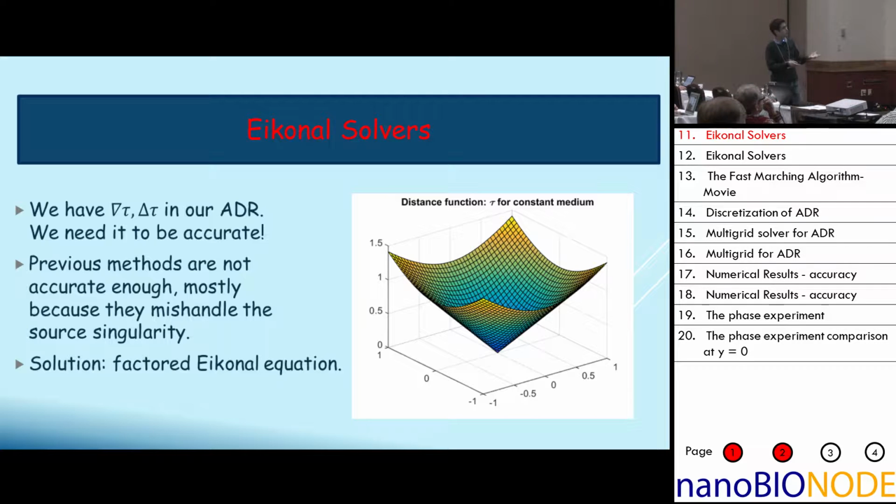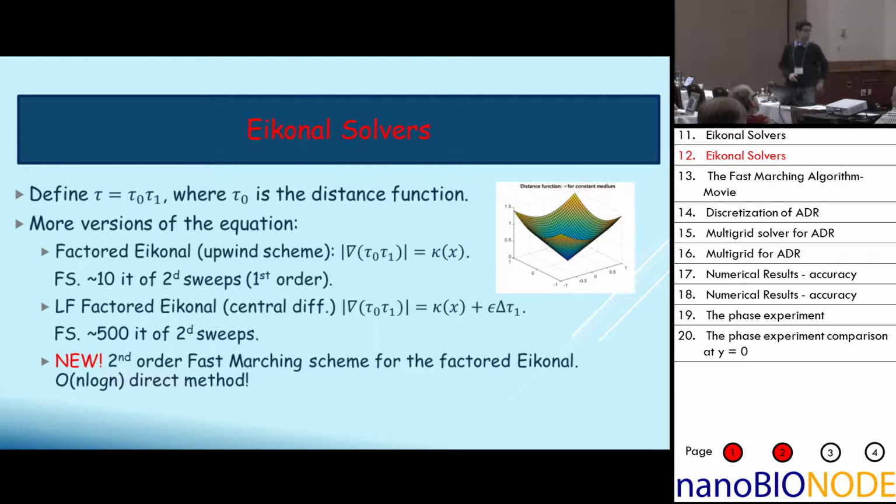So the solution to handle these problems at the source would be to factor the Eikonal equation with the analytical solution to a constant medium at the source. So we define tau as the product of tau 0 times tau 1, and tau 0 is the solution to a constant medium. So we get, again, more versions of the problem. So again, we have the straight factored Eikonal, which again can be solved quite fast.